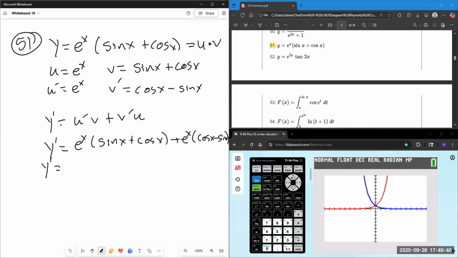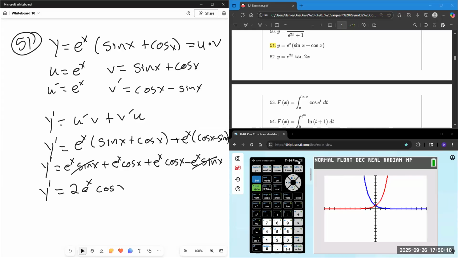y prime is equal to e to the x sine x plus e to the x cosine of x plus e to the x cosine of x minus e to the x sine of x, and e to the x sine of x and negative e to the x sine of x cancel each other out. y prime is 2 e to the x cosine of x.